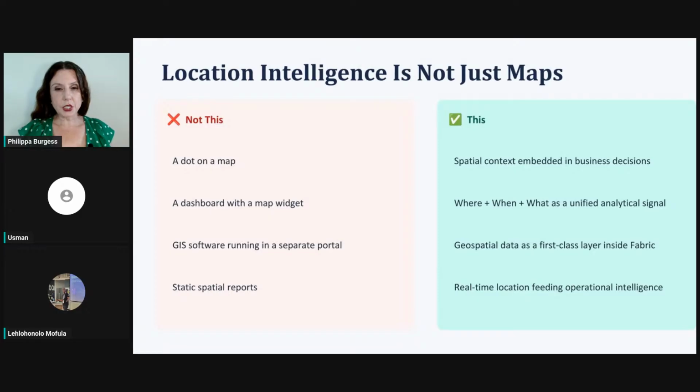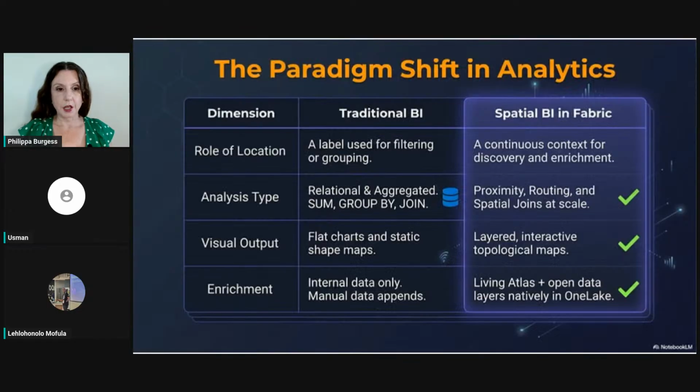So location intelligence is not just maps. It's not a dot on a map, a dashboard with a map widget, GIS software running in a separate portal, or static spatial reports. What it is, is spatial context embedded in business decisions. It's the where and the when and the what as a unified analytic signal. It's geospatial data as a first-class layer inside Fabric, and it's real-time location feeding operational intelligence.